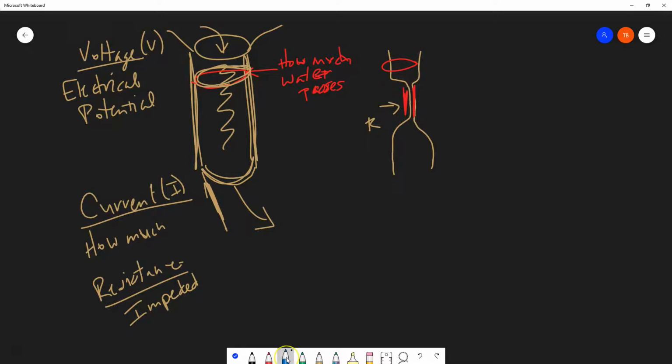Now to look at this in terms of an electrical diagram, let's draw a battery. So we have a battery over here, and even though this looks like one of those little tiny 1.5 volt batteries, it doesn't want me to draw a circle. Let's assume that this battery is a 12 volt battery.